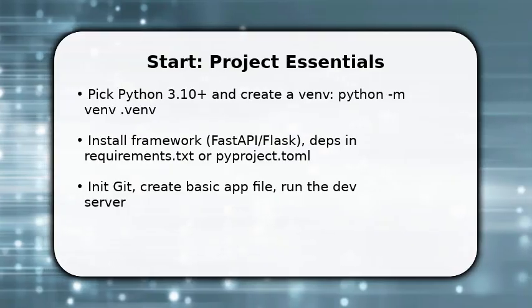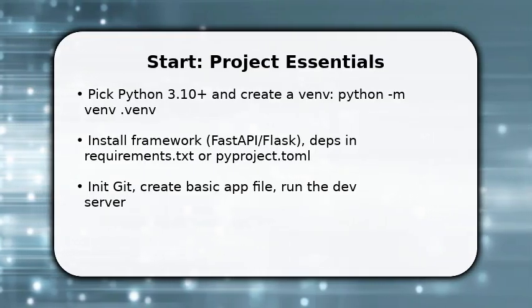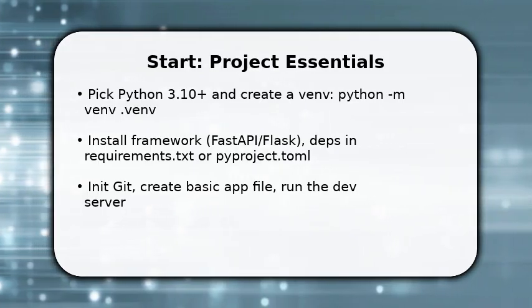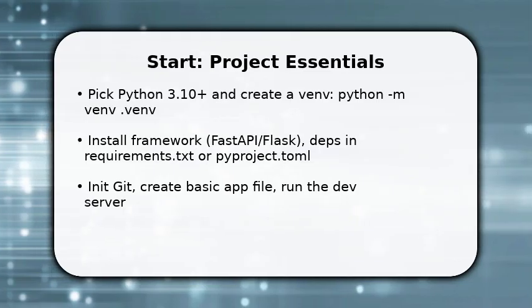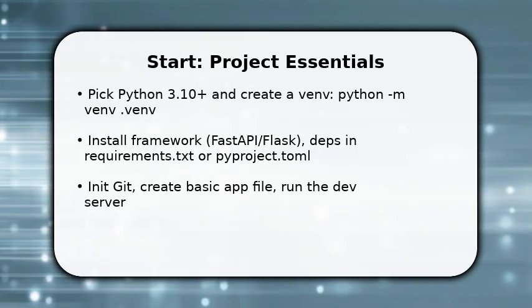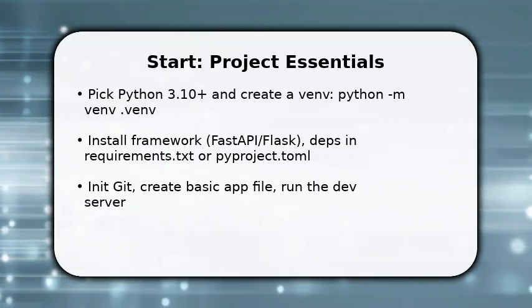You begin by locking versions and isolating the environment. Use Python 3.10+ and create a virtual environment. Once done, install your chosen framework, FastAPI for async or Flask for simplicity, then pin dependencies in requirements.txt or pip-compile, pyproject.toml so deployments match.